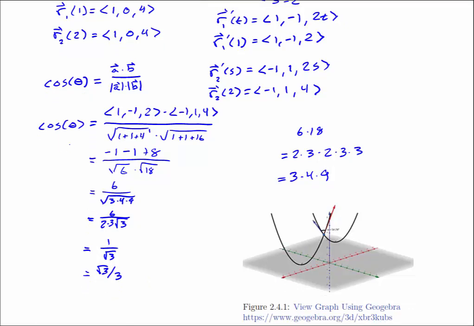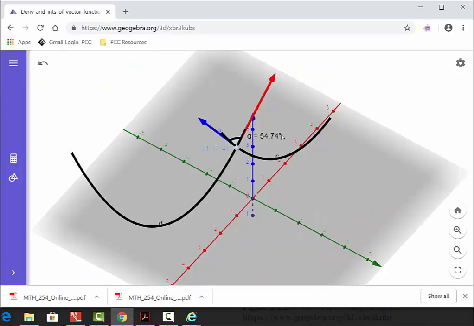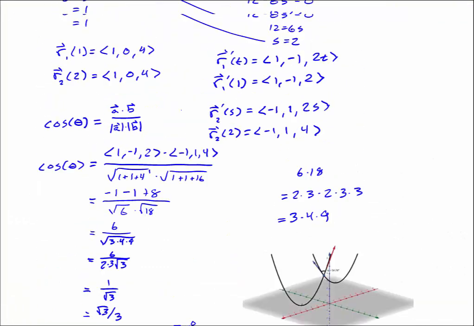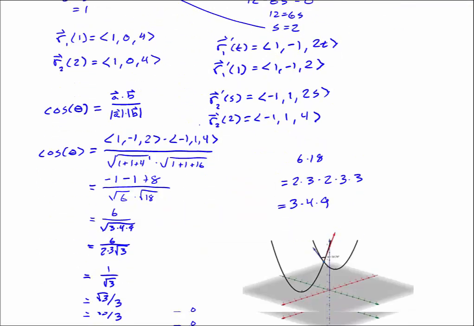We want the angle, so we now need to take the cosine inverse of this. The exact value is the cosine inverse of the square root of 3 over 3. Which, if you plug this into a calculator, is approximately 54.74 degrees, as we saw that Geogebra had spit out. All right, that is our process for doing all of this.